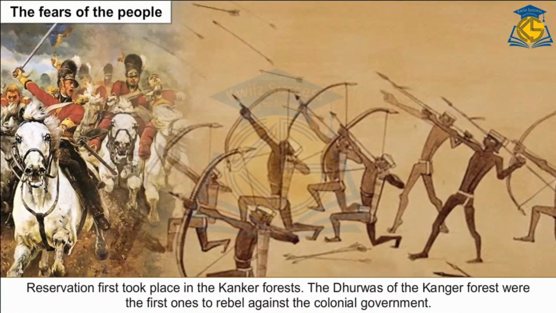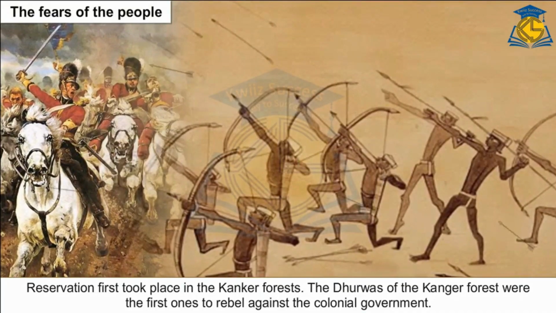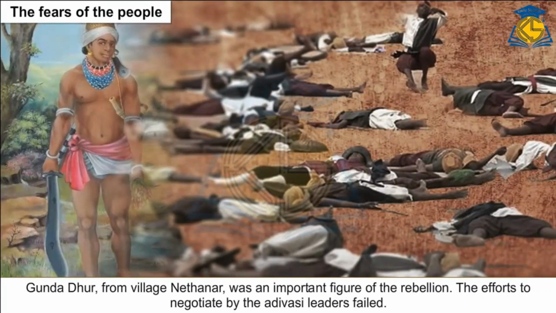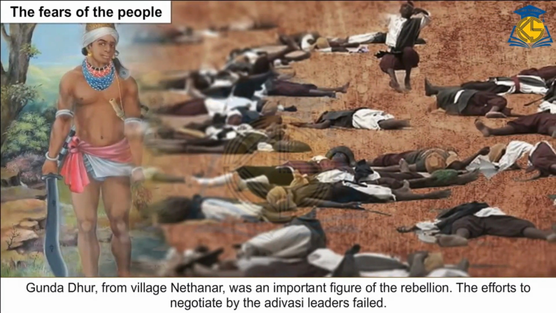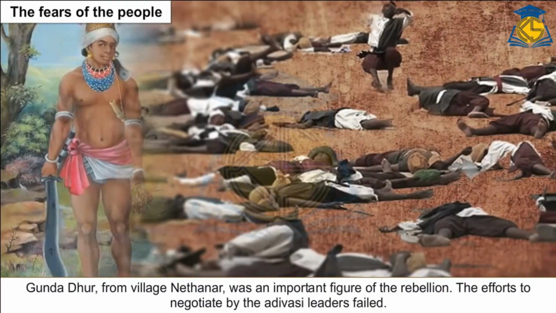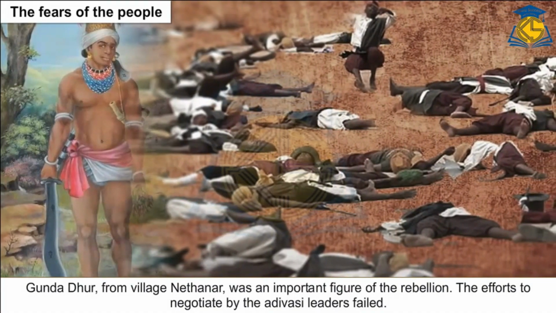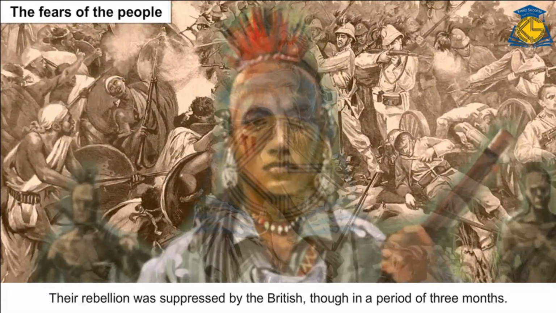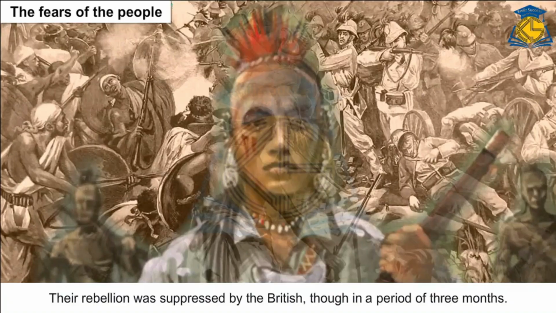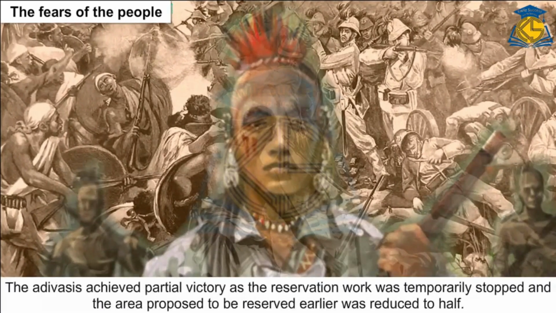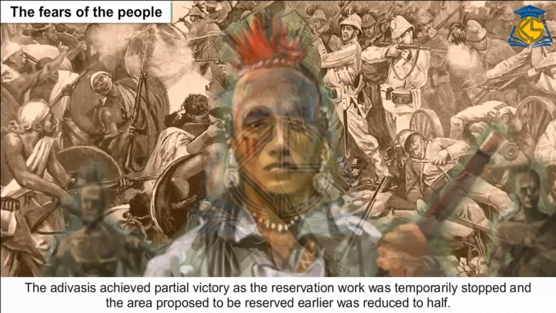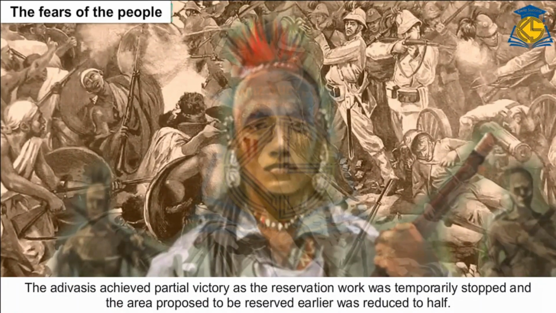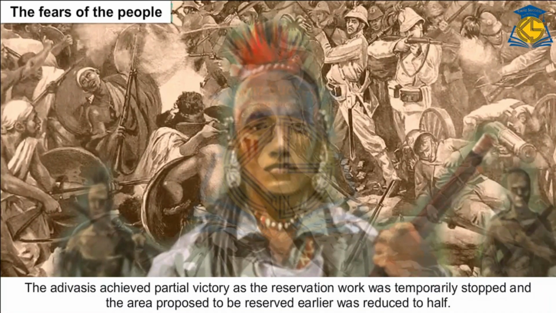The Dhurwas of the Kanker forest were the first ones to rebel against the colonial government. Gunda Dhur from village Nethanar was an important figure of the rebellion. The efforts to negotiate by the Adivasi leaders failed. Their rebellion was suppressed by the British, though in a period of 3 months. The Adivasis achieved partial victory as the reservation work was temporarily stopped, and the area proposed to be reserved earlier was reduced to half.